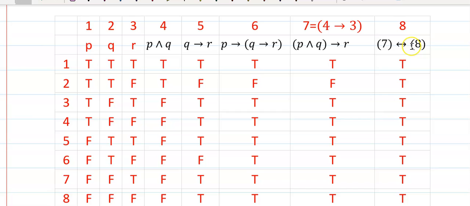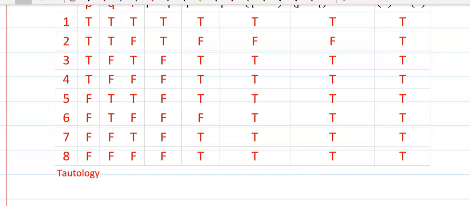7th and the 8th. These are the double implication. That is TT. Next is FF. This is again T, T, T, and T. And we get the overall, it is a tautology.